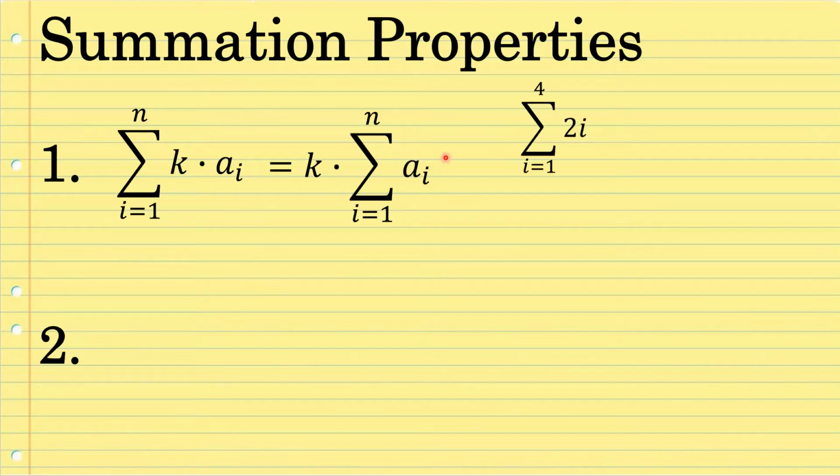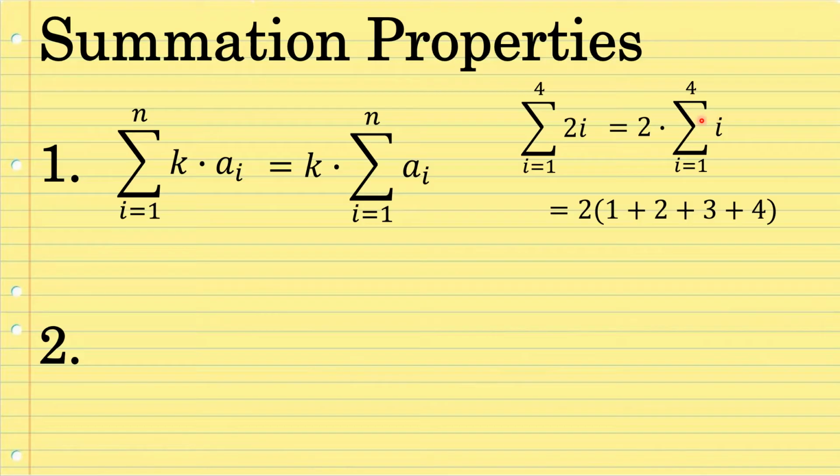For example, if you're looking at a sum of 2i, as i goes from 1 to 4, this constant of 2 can be moved to the front of the summation, and then all that needs to be summed is the i. The 2 will then be multiplied by the result. In this case, we're just summing i from 1 to 4, so the sum would be 1 plus 2 plus 3 plus 4. That constant of 2 moved out to the front can be multiplied by the result.